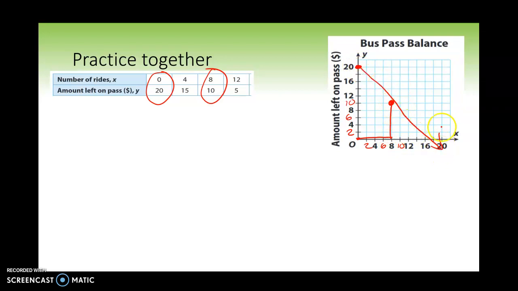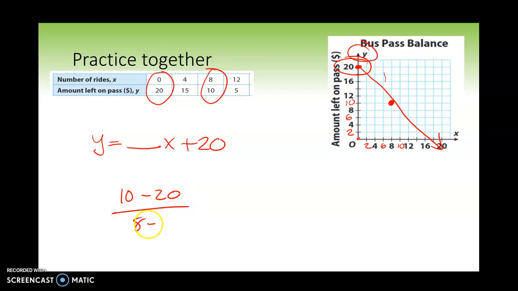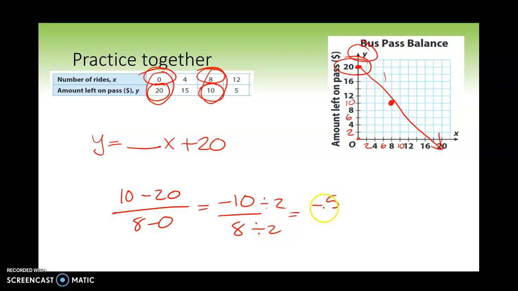I missed, but that's okay. The dots are what's important. So the y-intercept is where my red line crosses the y-axis. It crosses at 20. So it's going to be y equals something x plus 20. Next, I'm going to do the slope formula. I'm going to take y2 and y1, so 10 minus 20 over 8 minus 0. I did y2 minus y1 over x2 minus x1, and I get negative 10 over 8. Divide by 2, divide by 2. I get negative 5 over 4.